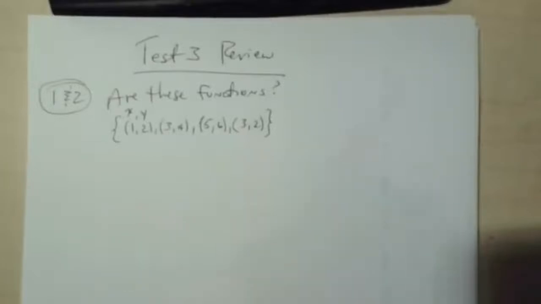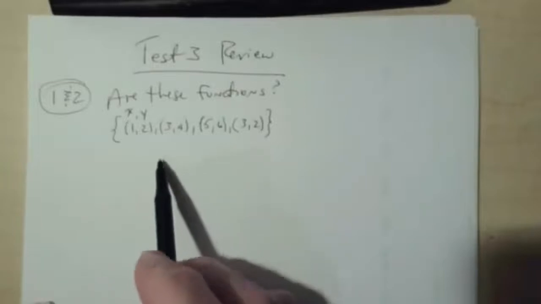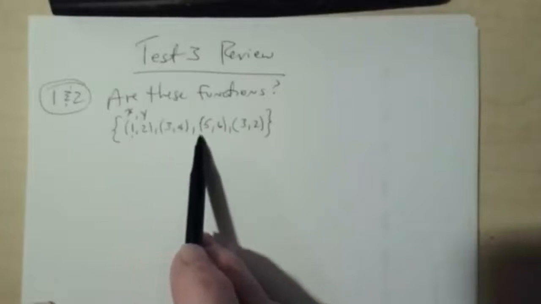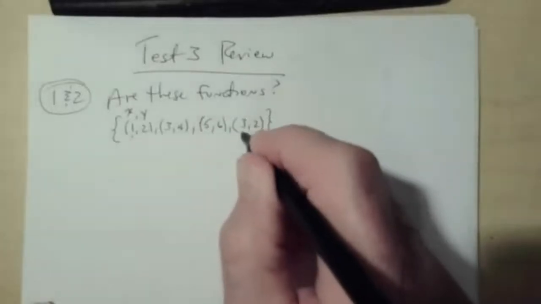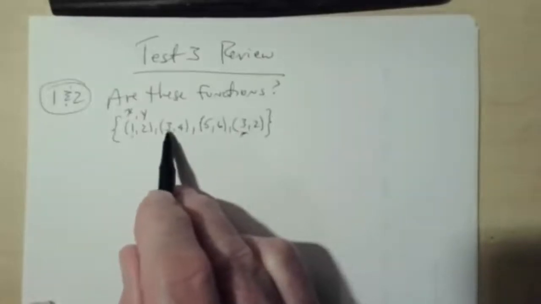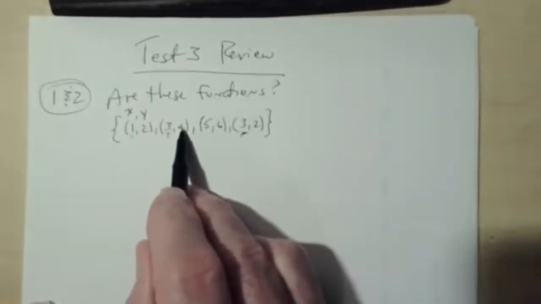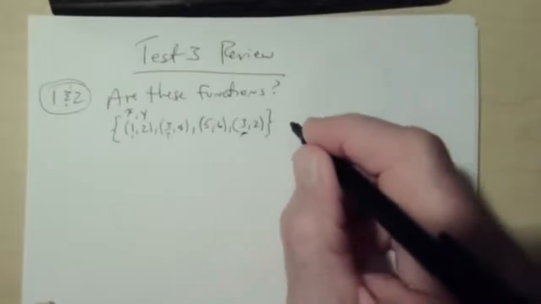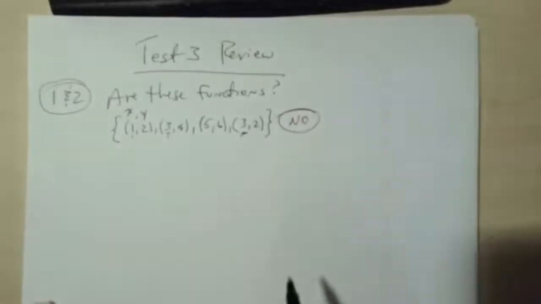Are these functions? The only thing you have to do here is look at the x's and see if they repeat. 1, 3, 5, 3. The 3's repeat. And if they do repeat, the y has to be the same value, and it is not. So this one is not a function. But if the x's don't repeat, then it is a function.